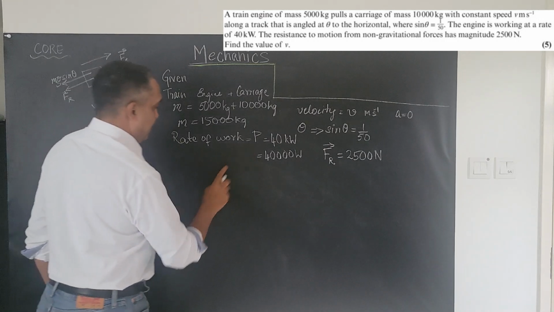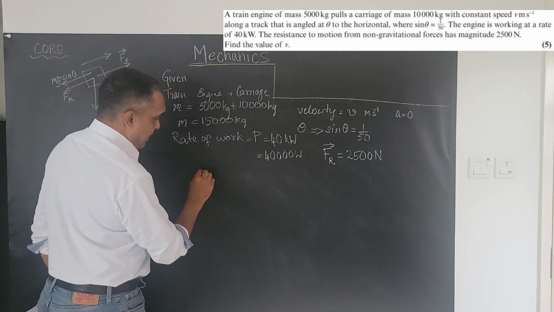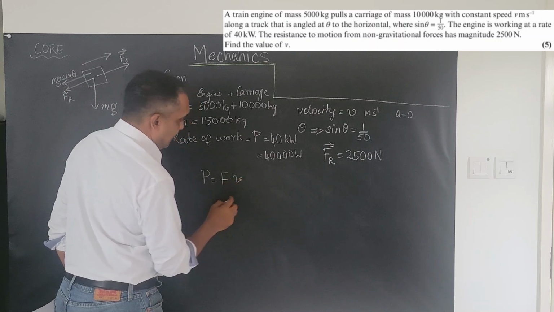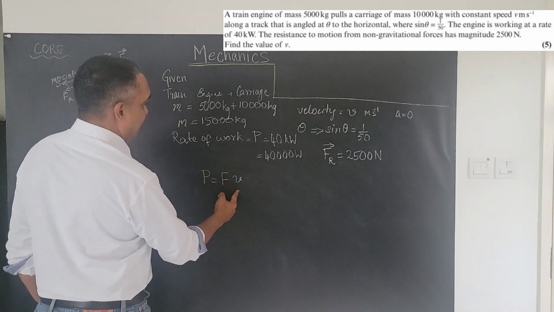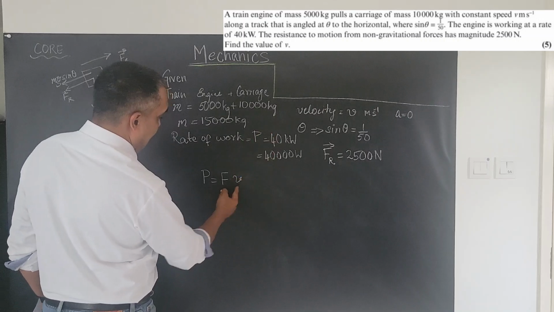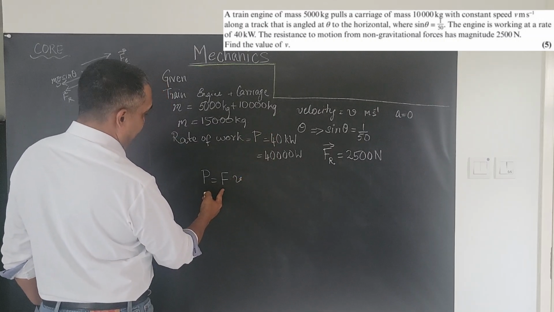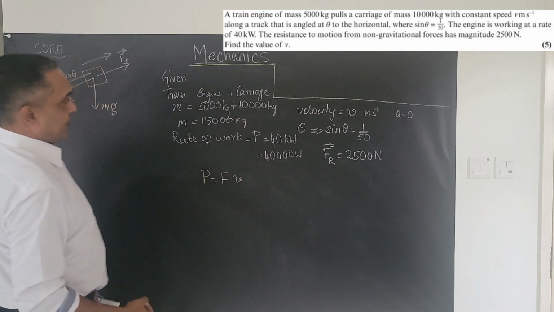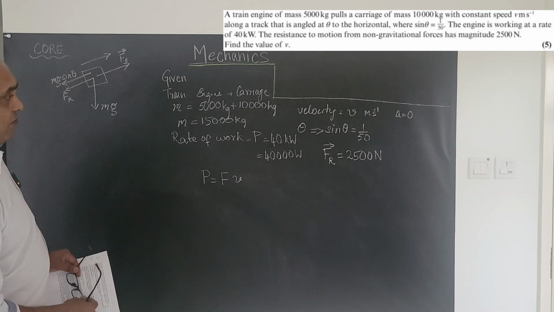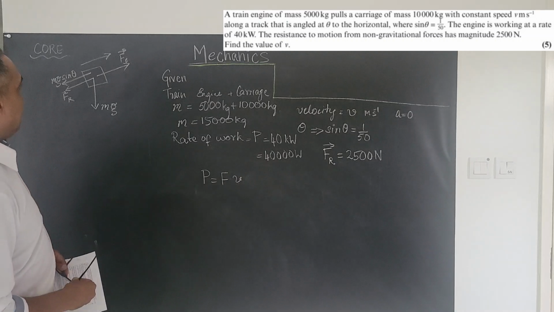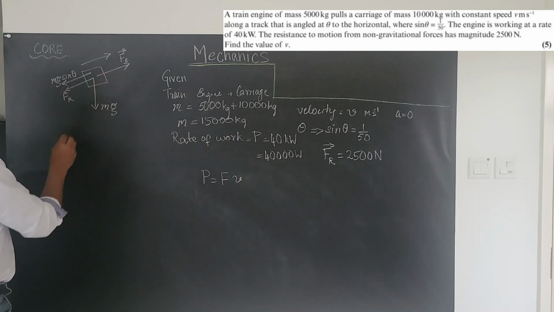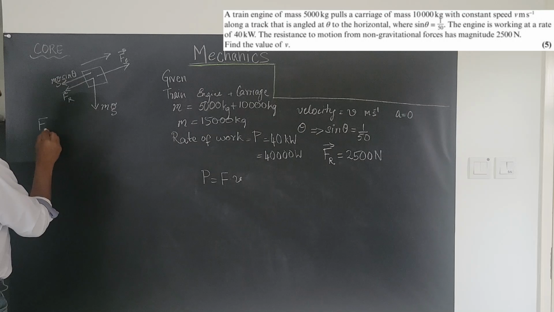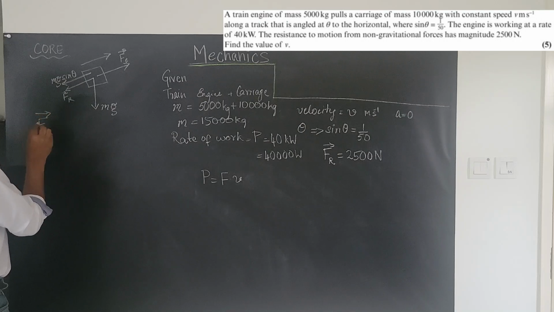We're given power, so we know power equals force times velocity, right? At a given velocity, v, we can estimate this force times that velocity should give us power. Would that work? I think that makes sense. So our first equation here would be the force from the engine, right?